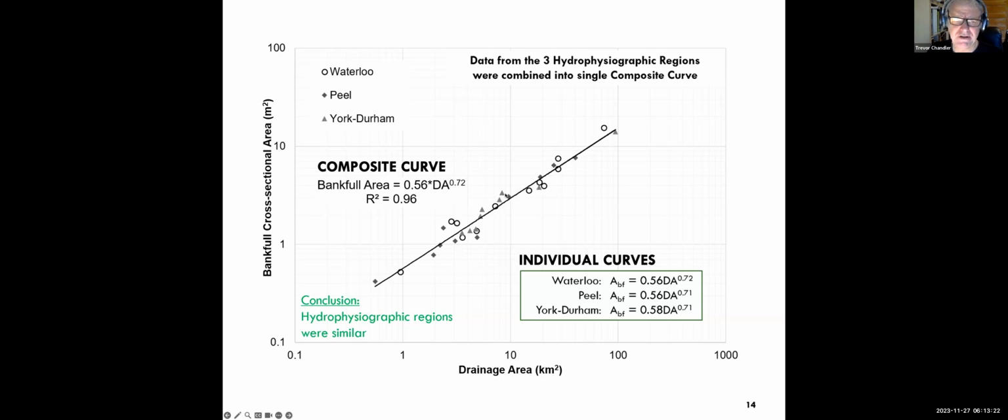So the different regions, the sites were located in Kitchener-Waterloo, Peel region, which is sort of northwest of Toronto, and then York-Durham, which is north of Toronto. And this is all of the results here, which kind of fit on this curve. And this is drainage area here. We're plotting drainage area on the x-axis and the bankful cross-sectional area on the y-axis. So essentially, this is what the data is telling us: how large the channels are, how drainage area influences the size of the channel in this particular region.